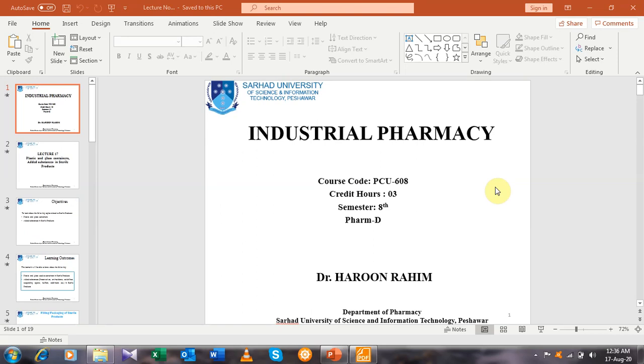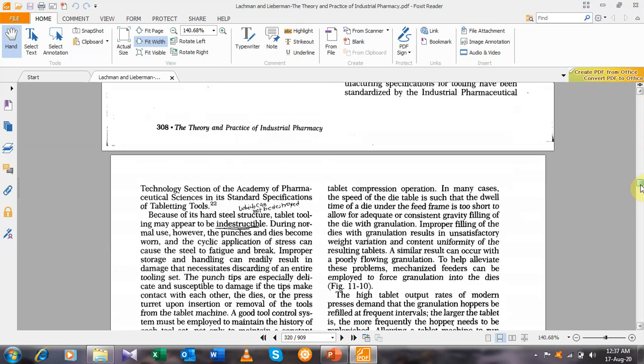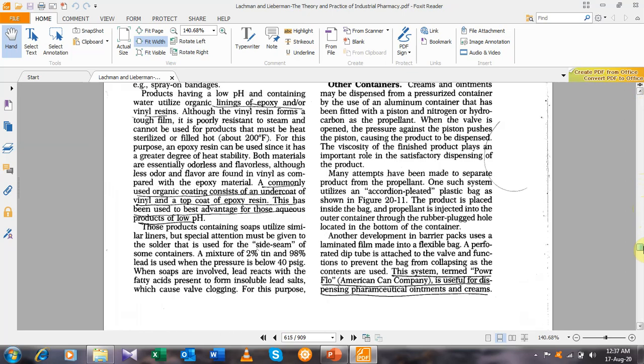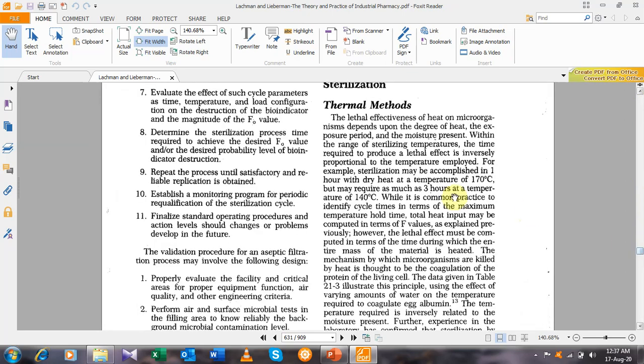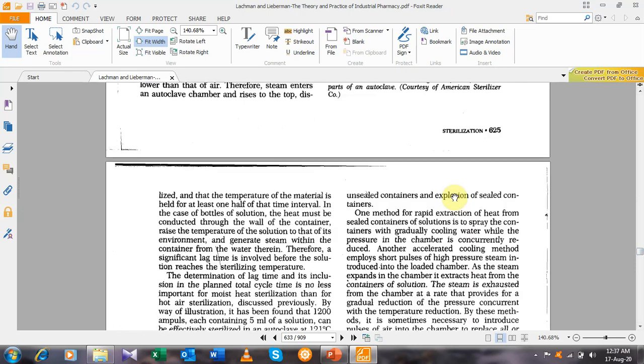Dear students, you can see an overview of this topic in the book that is already uploaded on the portal. It is Lachman's The Theory and Practice of Industrial Pharmacy. You can see chapter number 22, Sterile Products, page 639. If you visit page 639, at the start of the chapter, you see it over there.